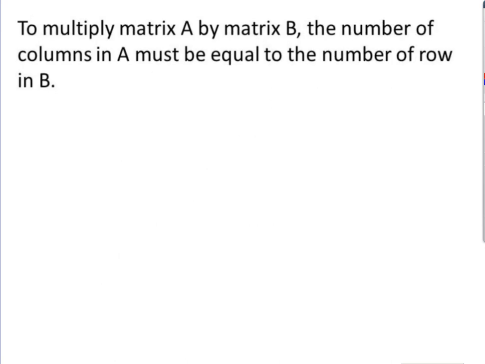To multiply matrix A by matrix B, the number of columns in A must equal the number of rows in matrix B. So this means if the dimensions of matrix A are 3 by 2 and matrix B are 2 by 4, these two numbers that are in the middle have to match. The number of columns in A must match the number of rows in B.